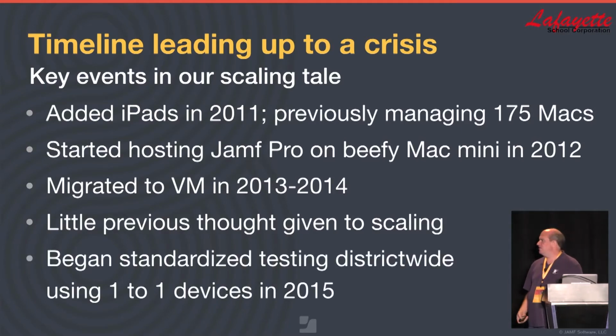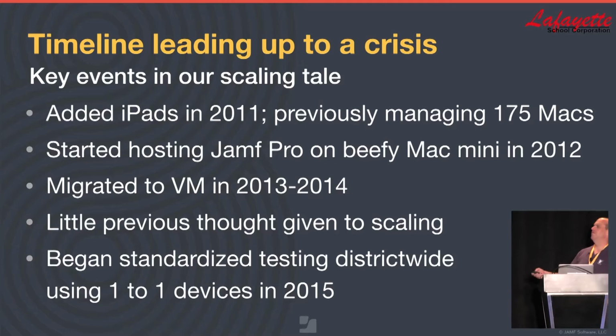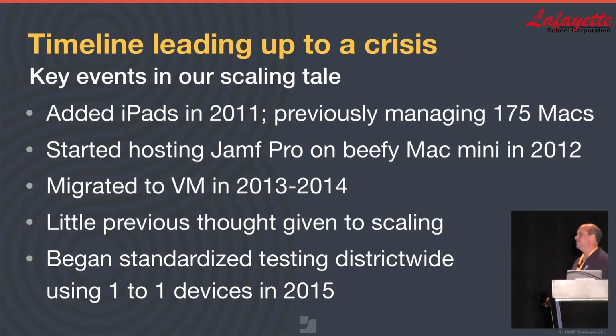But in 2011, we got our first iPads, and we realized once we had about 100 of them, it's probably time to get a mature management product such as Jamf Pro. We put it on a fairly beefy Mac Mini in 2012, and then our IT guy says that VMware's all the rage in 2013, and he asked if I could get off the Mac Mini and put it on a VM. I really didn't give a whole lot of thought to scaling even when we migrated to the VM. So I just ported the same hardware settings I had on the Mac Mini to the VM.